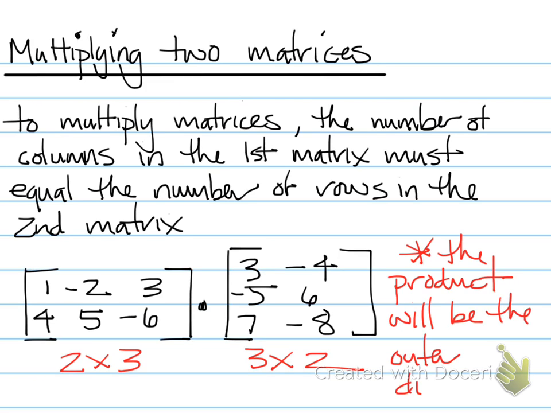Now, once you multiply the two matrices, the dimensions of the product of those two matrices will always be the outer dimensions. All right, so the outer numbers in those two matrices are 2 and 2. So when we multiply these two matrices, the resulting matrix will be a 2 by 2 matrix.